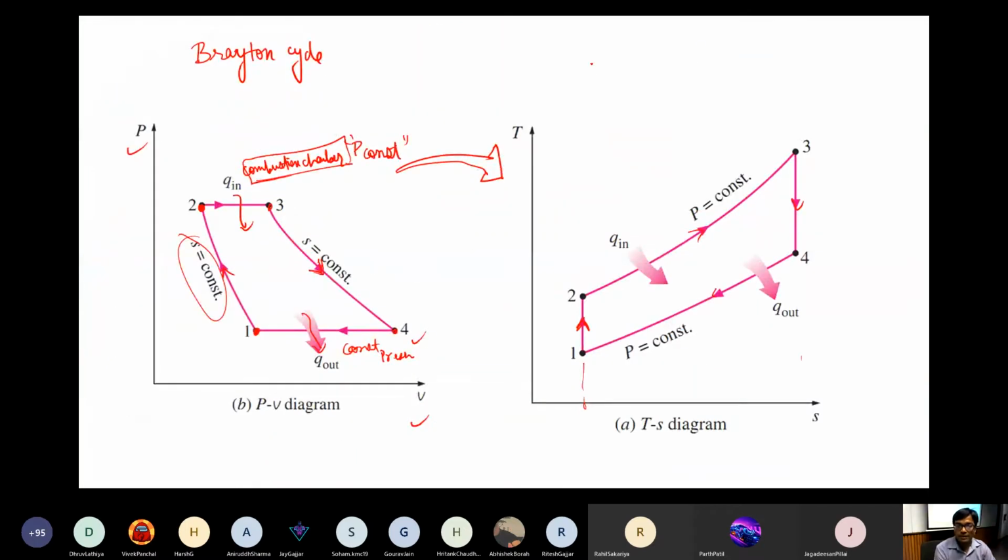The PV and TS charts would be very much the same as depicted here, because we are coming back from 4 to 1 again. This closed Brayton cycle is, in some sense, closer to the reality of these cycles as compared to the open cycle, but both would look similar.